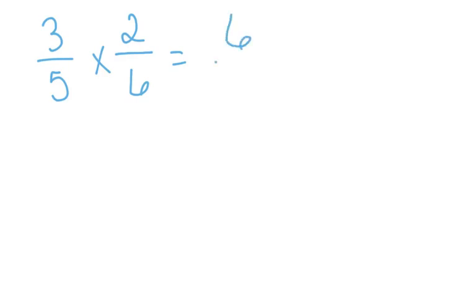Now, I go on and I multiply fraction by fraction. So 3/5 times 2/6. I just multiply straight across. 3 times 2 is 6. 5 times 6 is 30. I know that 30 divided by 6 is 5, so I can divide both of these by 6 in order to simplify. And 6 divided by 6 is 1. 30 divided by 6 is 5. So my final answer will be 1/5.